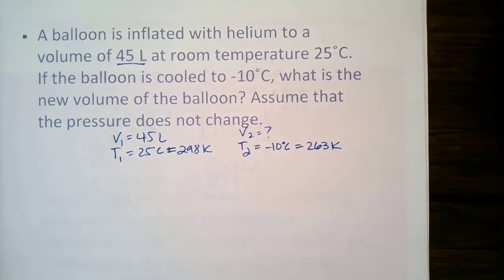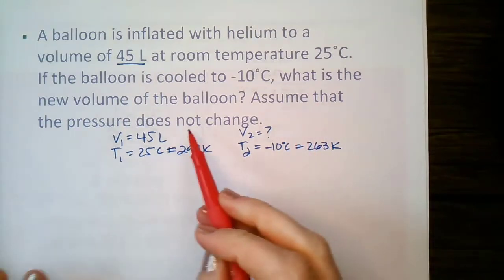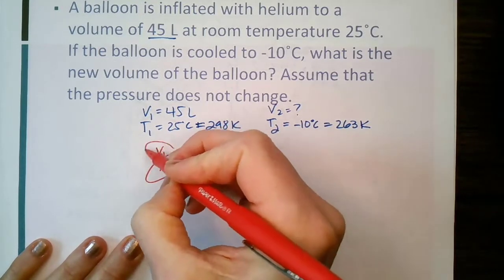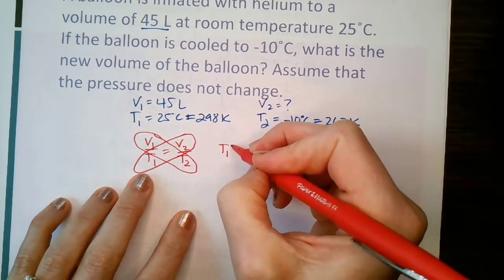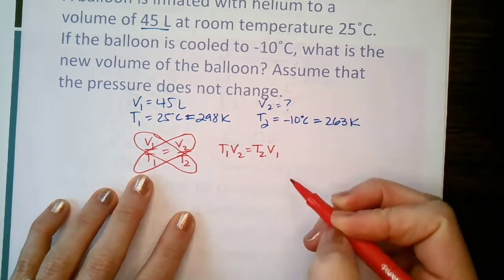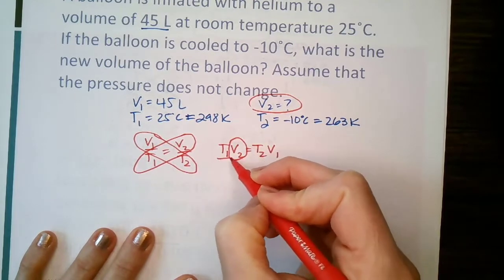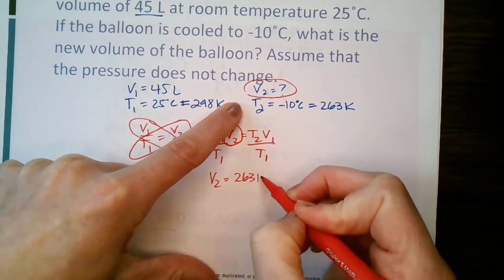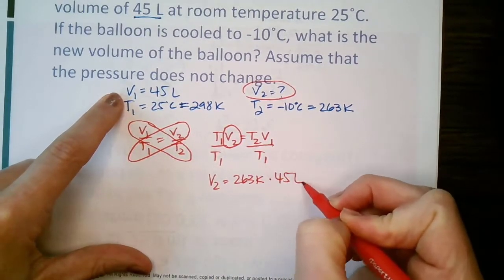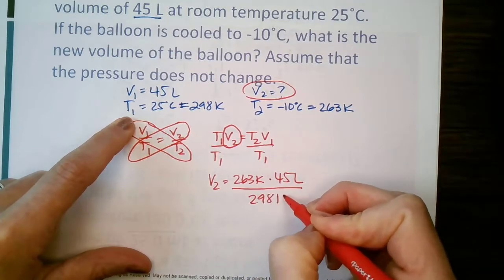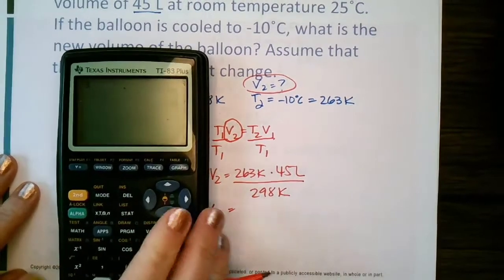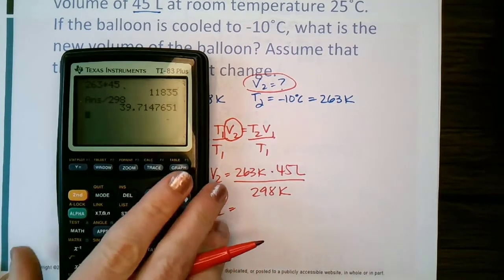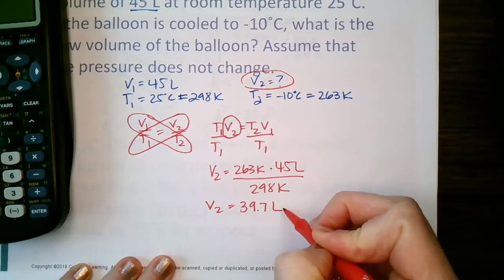What is the new volume? V2, question mark. So we can see that this is also a Charles's law problem. Assume that pressure does not change. So V1 over T1 equals V2 over T2. I'm going to write it linearly, so I can say that T1 V2 equals T2 V1. I want to solve for V2, so divide by T1. V2 is equal to T2, so 263 Kelvin, times V1, 45 liters, divided by T1, 298 Kelvin. 263 times 45 divided by 298. We should get 39.7, and our volume is in liters.